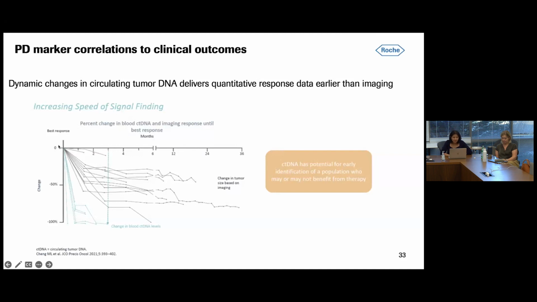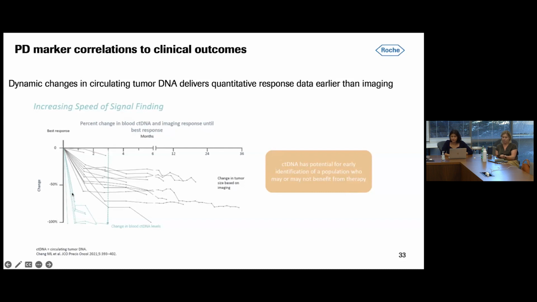The blue lines here, the y-axis is change in tumor volume. The x-axis is time in months. Each bar here represents a single patient's tumor dynamics. And in this instance, with this drug, most of the patients showed a change in tumor volume by 2 months based on radiographic imaging.